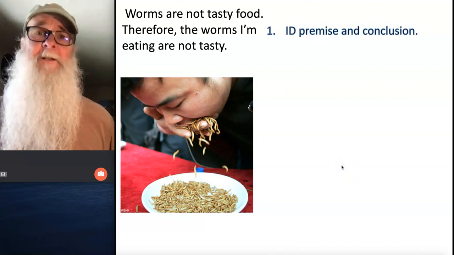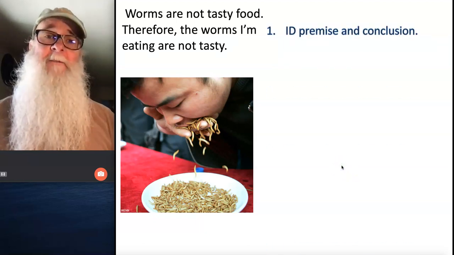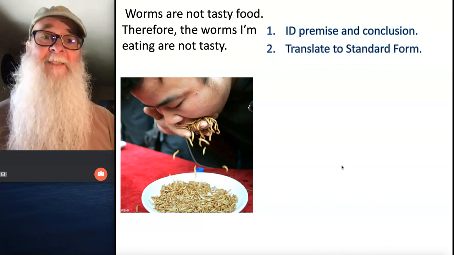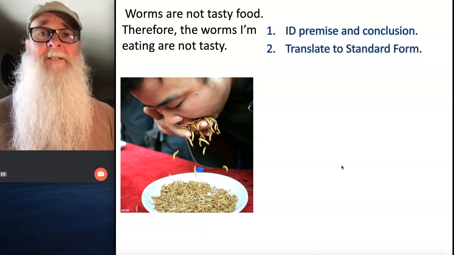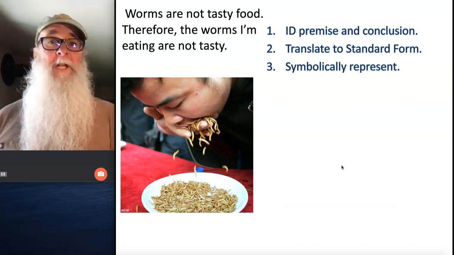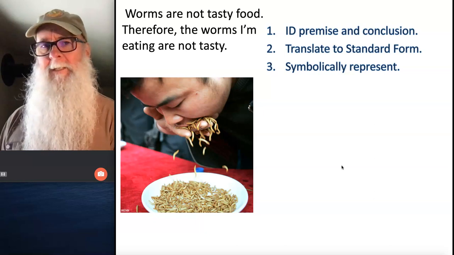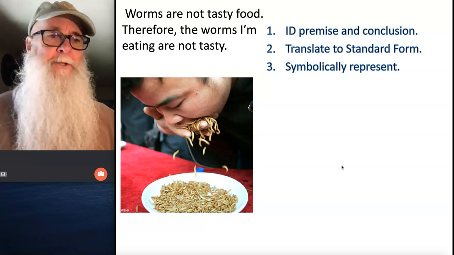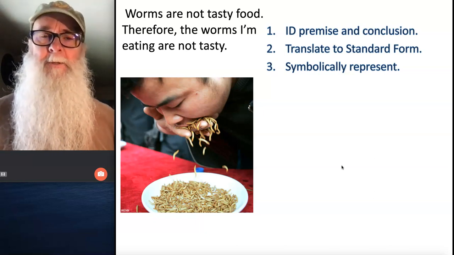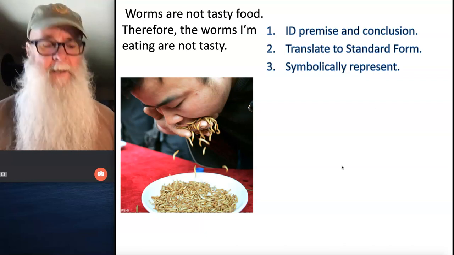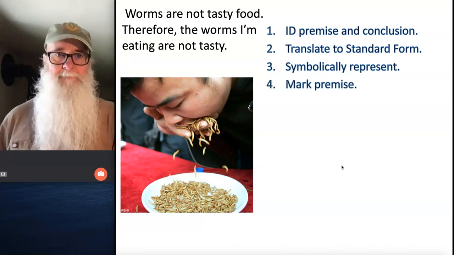Okay, so we see here we've got an argument that is not expressed in standard form categorical statements. So the very first thing you're going to have to do is identify the premise statement and the conclusion statement and then translate both of those statements into standard form. Once you've done that, you get to symbolically represent this argument, and you want to make sure that you are very clearly indicating what each of the letters you've chosen to represent your subject and predicate terms, what terms those letters are standing in place for.